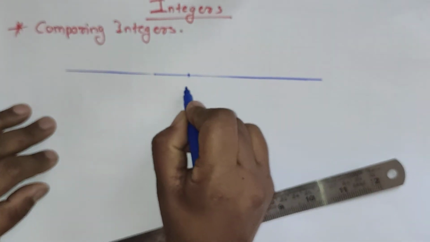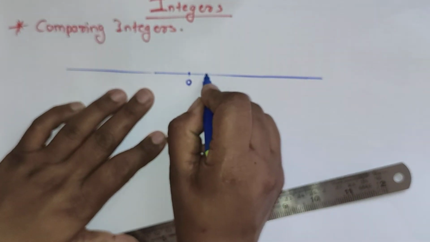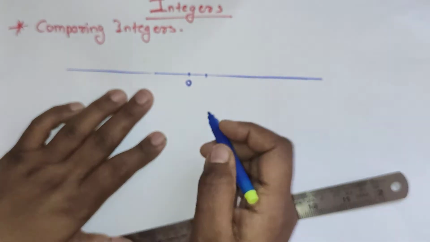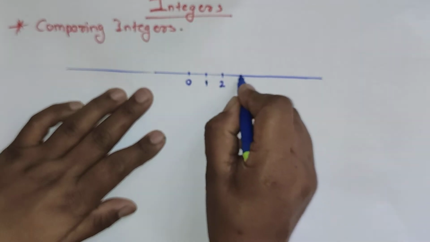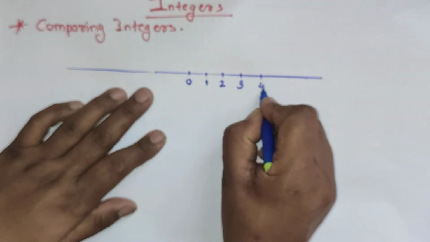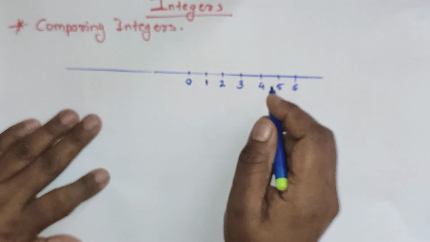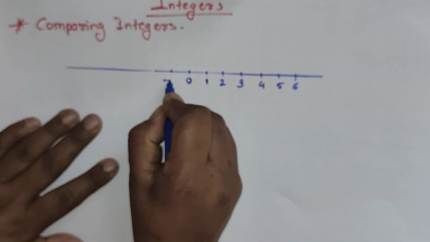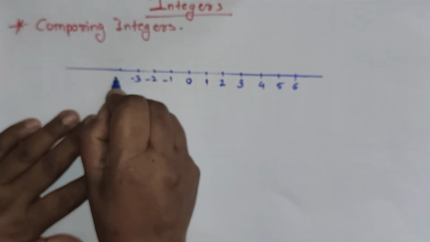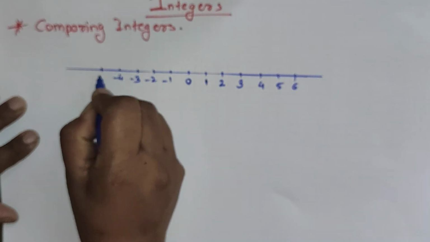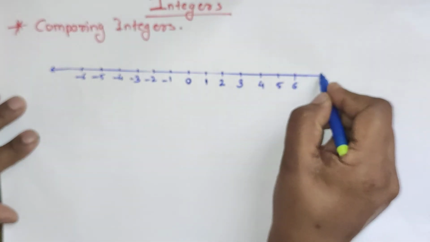As all of you know, at the center there is a 0. As you go towards the right side, here it is 1, we have to take the unit distance. Here it is 2, 3, 4, 5, 6 and so on. This side, 0, then -1, -2, -3, -4, -5, -6 and so on.